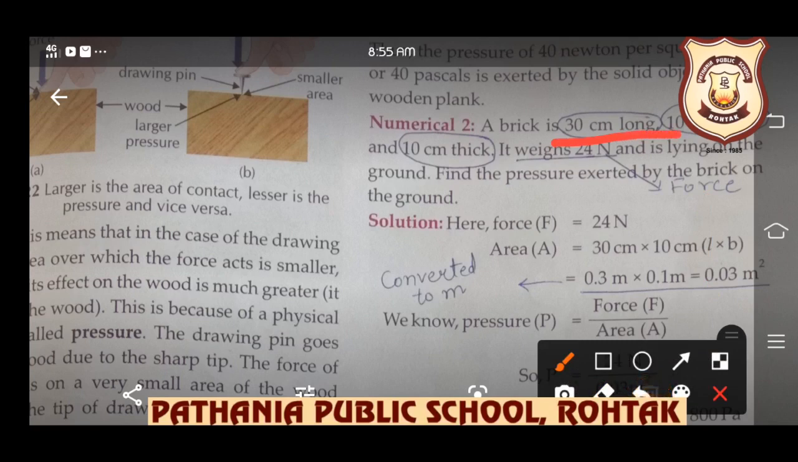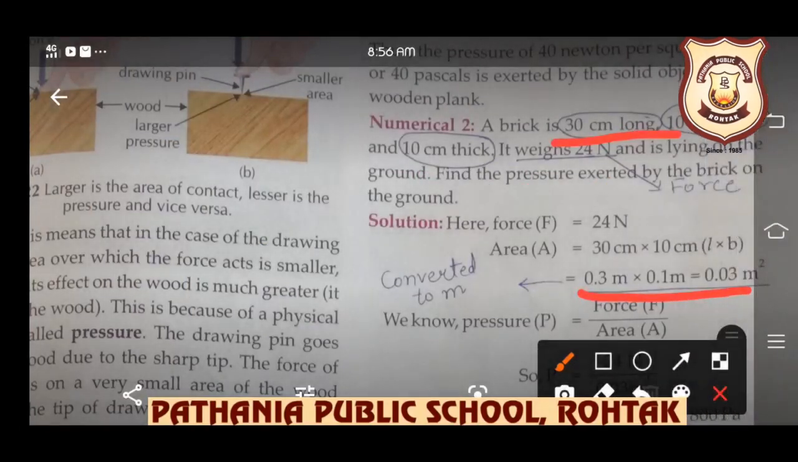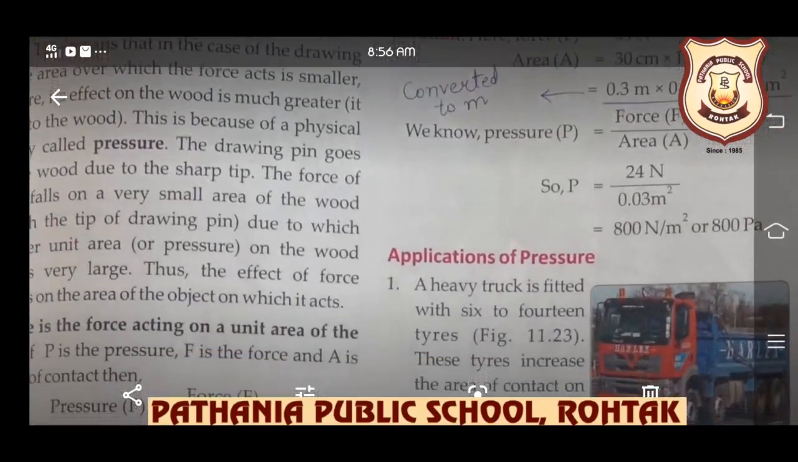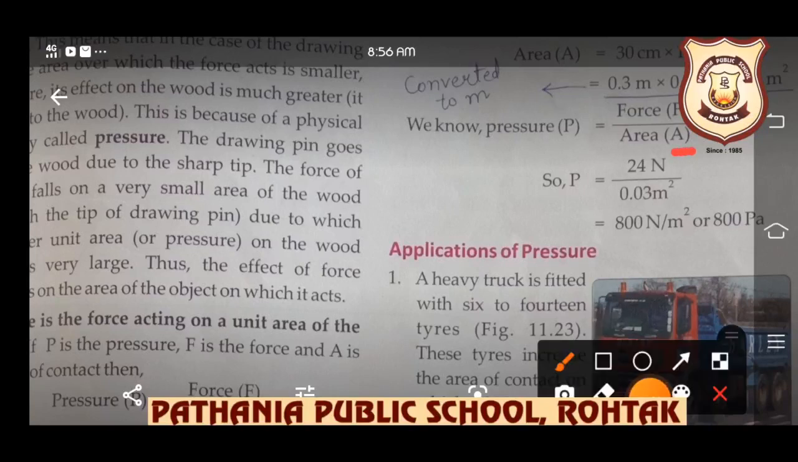Now we have to convert this into meter because it is given in centimeters. In 1 meter we have 100 centimeters, so 0.3 meters multiplied by 0.1 meter. So the area is 0.03 meter square. Now we will find out the pressure, that is force upon area. Force is 24 and area is 0.03. So we have got 800 Newton per meter square or 800 Pascals. So this is about the pressure. Now moving on to the application.